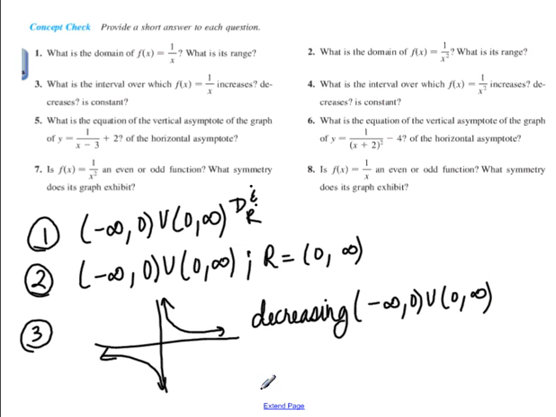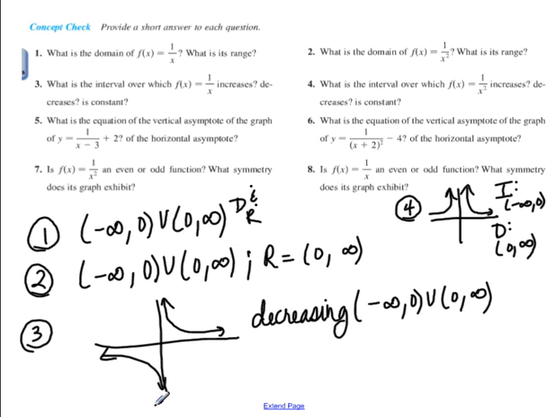Now what about 1 over x squared? 1 over x squared looks like this shape. So notice that it's increasing and then it's decreasing. So it's increasing from negative infinity to 0, but it's decreasing from 0 to infinity. Okay?